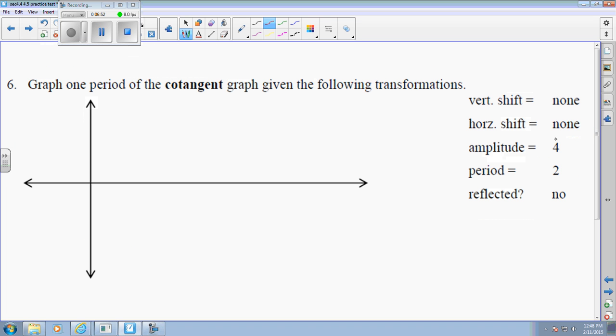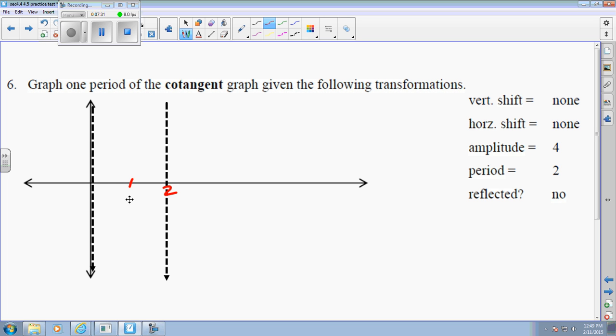And let's take a look at the next one. The cotan. We remember the cotan has a period of pi, but in this case they say 2. So we're going to start with our period of 2, and we know that the cotan has an asymptote at 0 because there's no horizontal or vertical shift, so we're going to have a vertical asymptote there. Our next vertical asymptote is going to be a period further out, so we're going to call this 2.